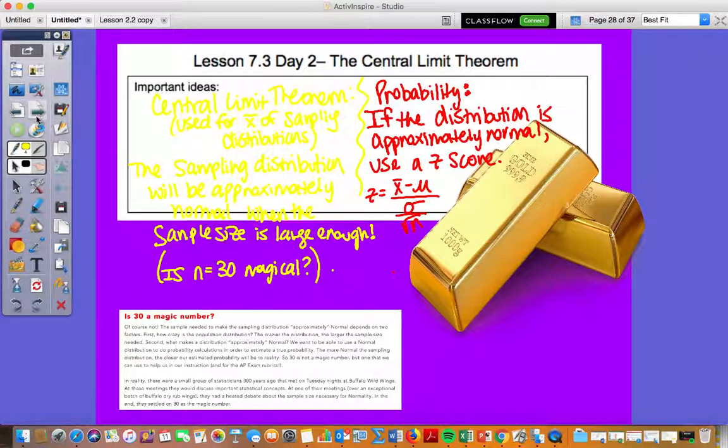Now, question. As you're writing this down, is n equal 30 a magical number? Have we talked about this? Yes. And what did I say?